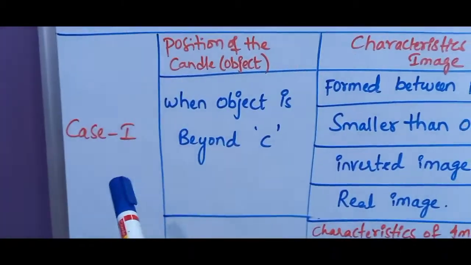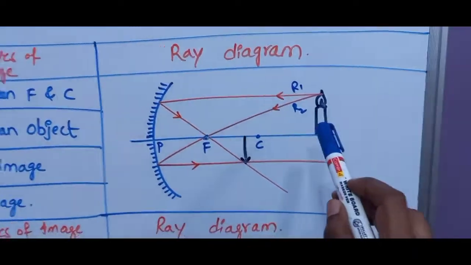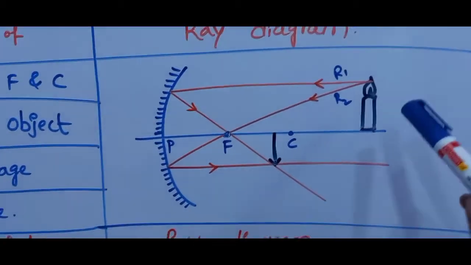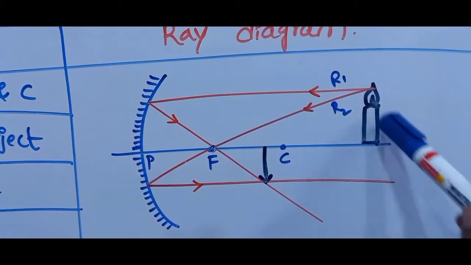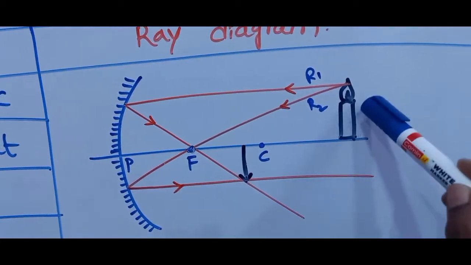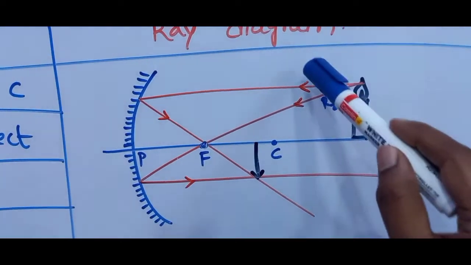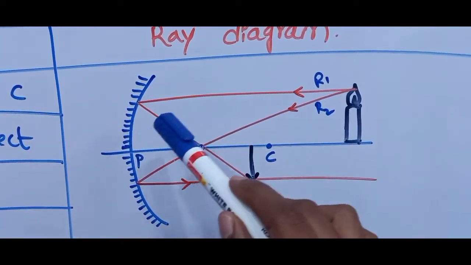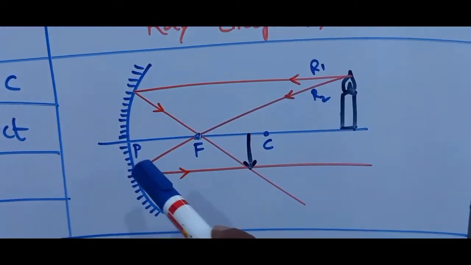So here I have shown you case 1, when the object is beyond C. As the ray diagram represents, the candle is placed beyond C position. So this is C and this position is the beyond C position. Here the candle is placed. When the object is placed beyond C, R1 and R2 are the incident rays which are coming from the tip of the candle. And according to rule 1 and rule 2, I have drawn their reflected rays also.